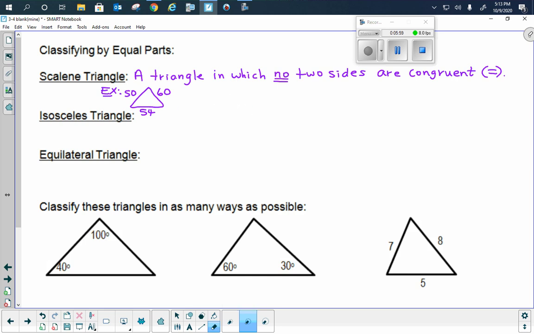Right? So now, in an isosceles triangle, you need to know that at least two sides, it's typically two, but at least two sides are congruent. Or equal.